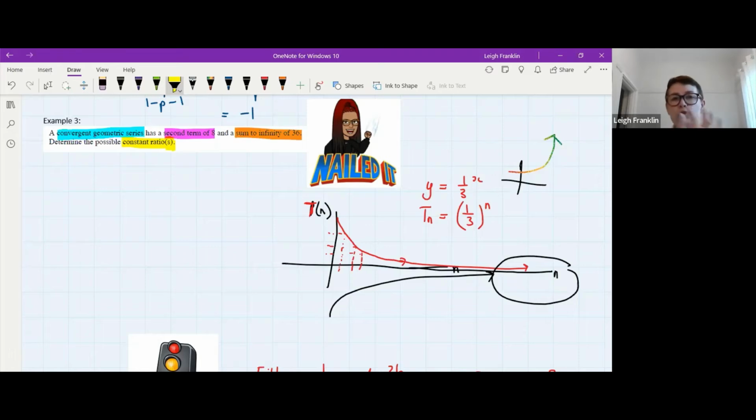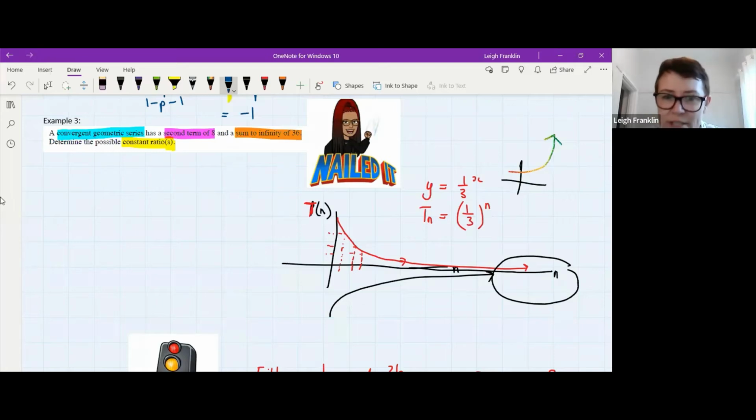We've got to write those two pieces of information as equations. So how would I write the second term of a geometric series is 8? How would I write that? Anybody know? I'm using A plus D. You are very, very close, but A plus D is for arithmetic. Oh, okay. A plus D, A plus 2D, 3D, that is for an arithmetic sequence.